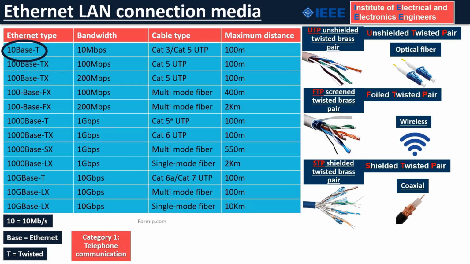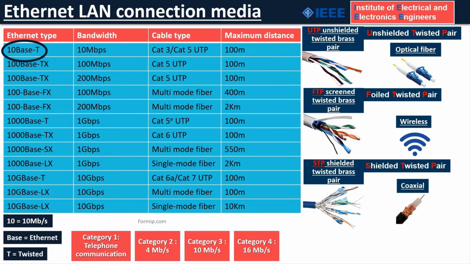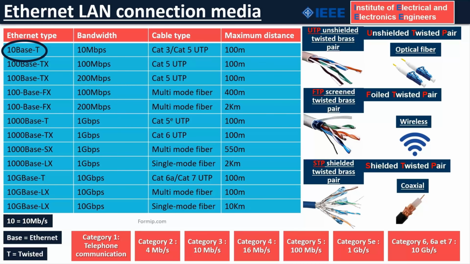Category 1 is used for telephone communications. It's not suitable for data transmission. Category 2 is capable of transmitting data at speeds of up to 4 megabits per second. Category 3 can go up to 10 megabits per second. Category 4 up to 16. Category 5 goes up to 100 megabits per second. Category 5E up to 1 gigabit per second. And categories 6, 6A, and 7 can transmit data at speeds of up to 10 gigabits per second.